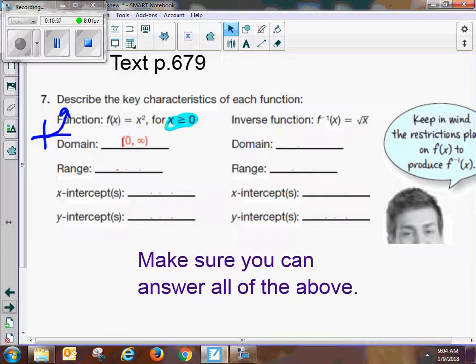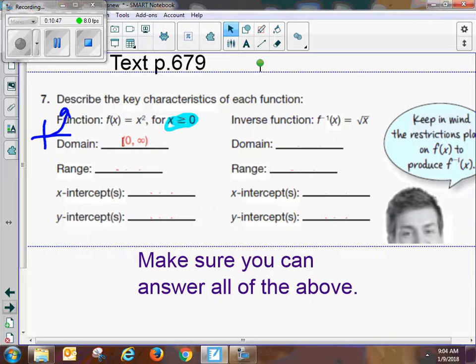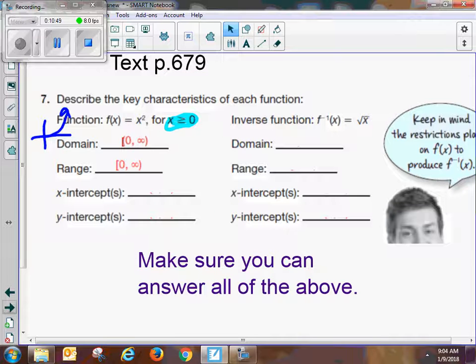So what about my range? How low does it go? 0. And how high does it go? Infinity, yeah. So 0 to infinity. Where are these hitting the x and y axis? 0, 0. Because we didn't move it right, left, up, or down.